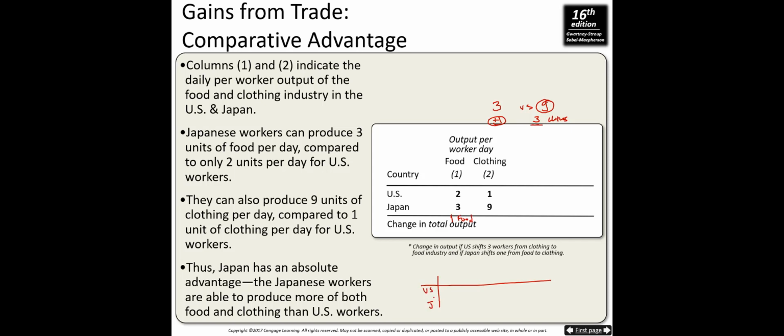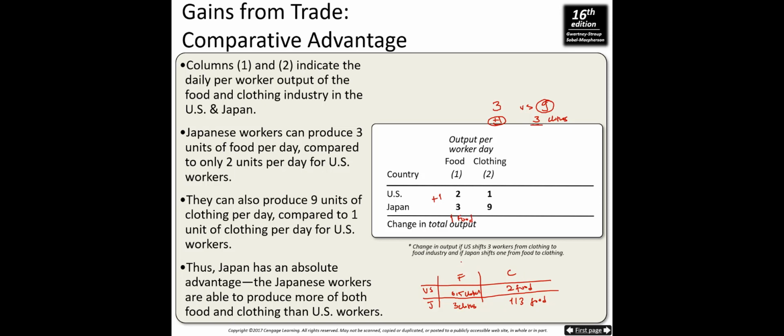This is US, this is Japan. Food and clothing. For food, it is 3 clothes. And for the clothing, it's just the reverse of this, the opportunity cost is 1/3 of food. Now let's do that for the US. If the US wants to produce 1 additional food, the US needs to sacrifice half a clothing, because the US can choose either 2 food or 1 clothing. In this case, 1 additional food requires half a clothing. So half clothes. And to produce 1 more clothing, the US needs to give up 2 food. So these are the opportunity costs, right?